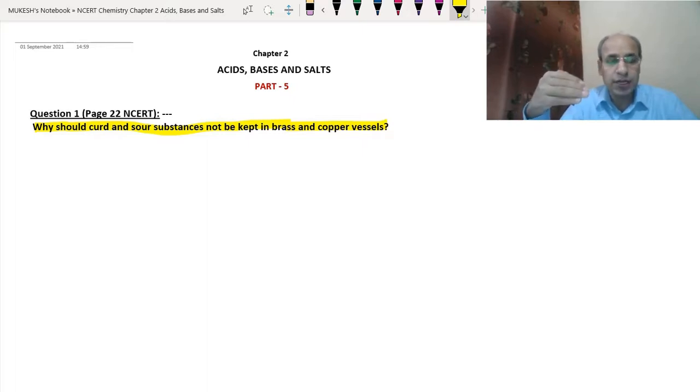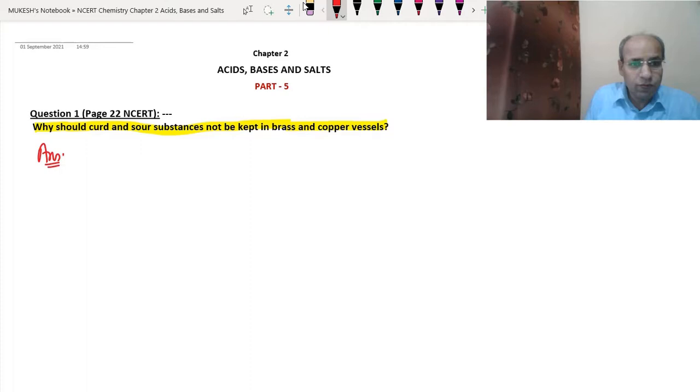This copper oxide layer may react with the acids which are found in the curd and sour substances. So this is the reason, and this may make a poisonous compound, because the salts of the copper are poisonous in nature. So this is the reason if we keep curd and sour substances in a copper vessel, then it may not be fit for consumption. So this is the reason that we should not keep these substances in brass and copper vessels.